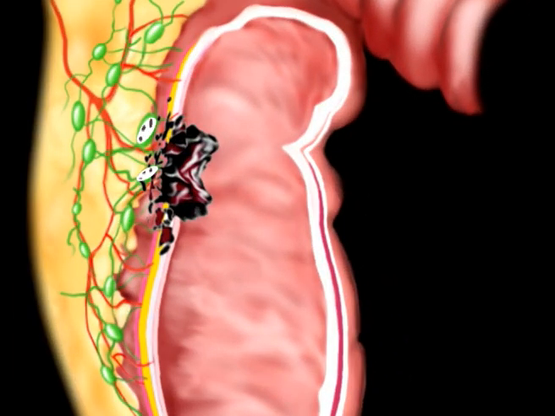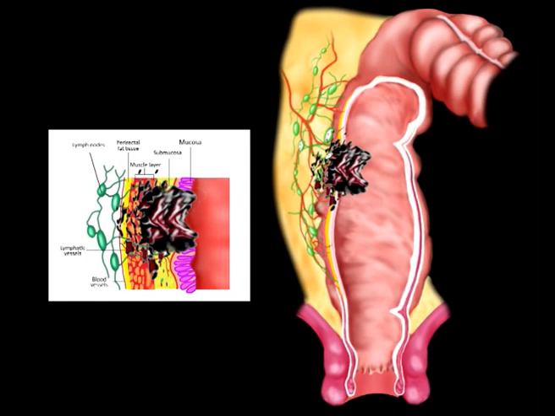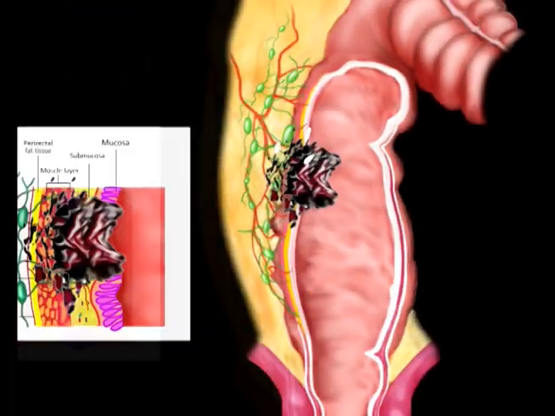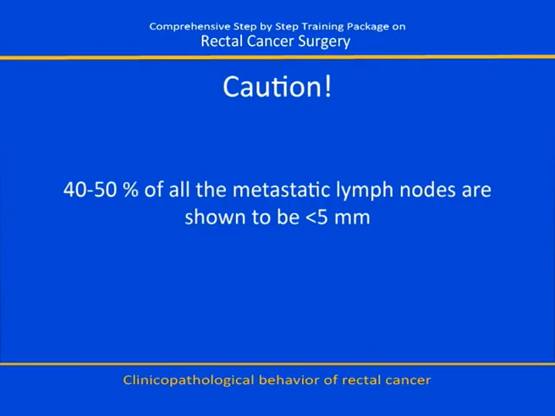Lymphatic spread can be encountered in up to 50% of those tumours invading out into the perirectal tissues. Furthermore, the size of the involved lymph nodes is also important. 40 to 50% of all the metastatic nodes are shown to be smaller than 5 millimeters. This fact may result in understaging during preoperative radiological evaluations. Therefore, one must bear this in mind, especially when considering local excision for rectal cancer.